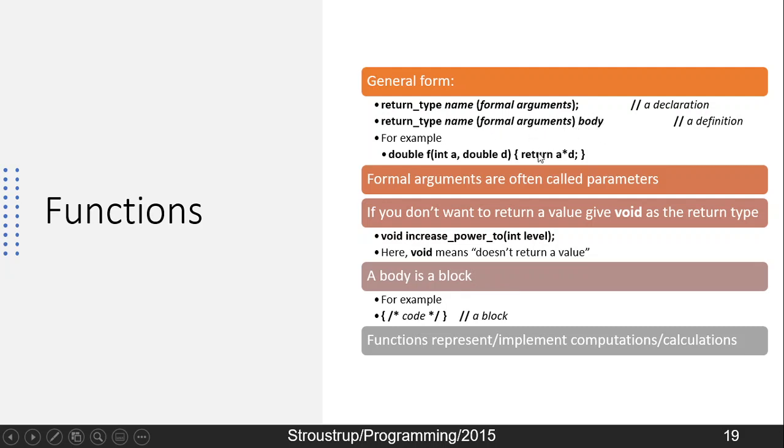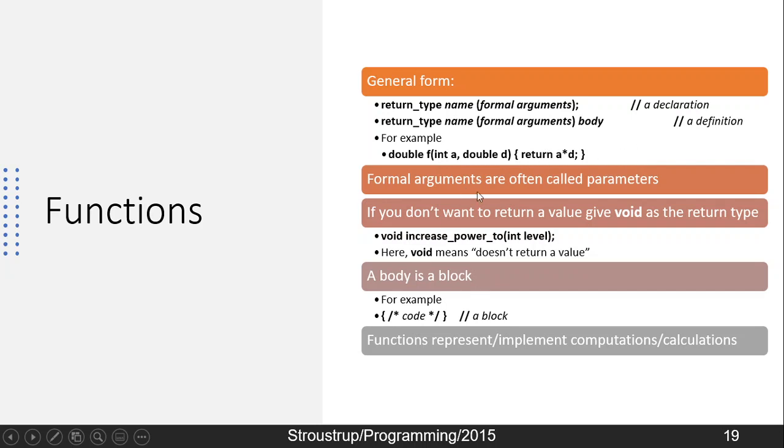The body of the function, an example is this function. So this is a double f function. It returns a value of type double. Its name is f. It takes two input arguments, a and d, and it returns the product of those two input arguments. That is what it does. This is a definition of this function.